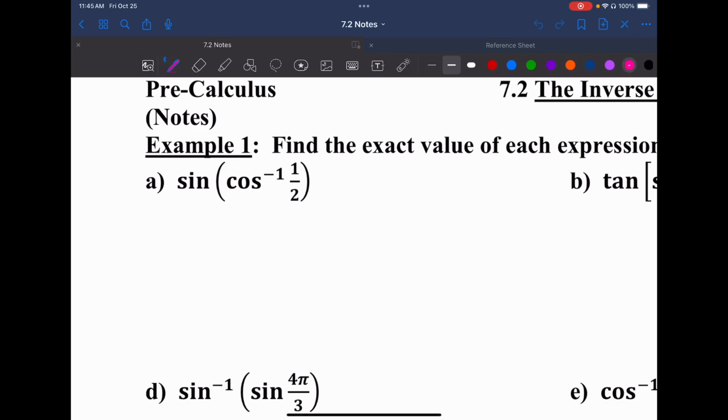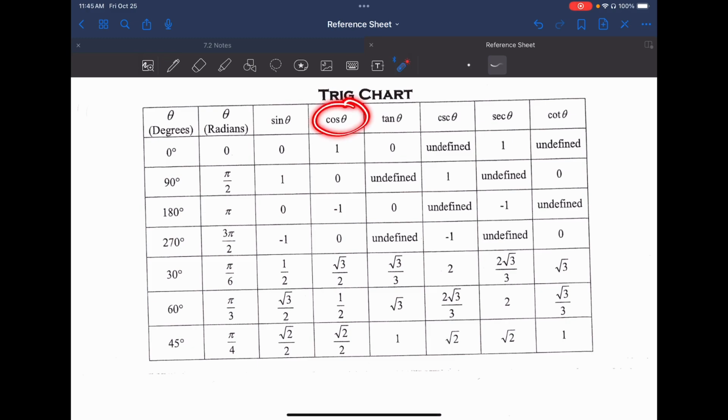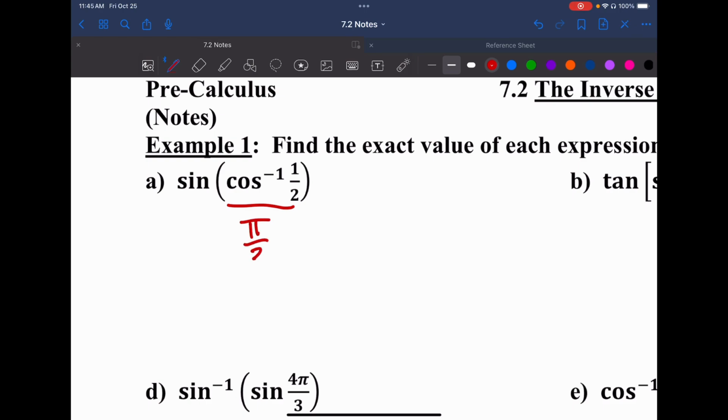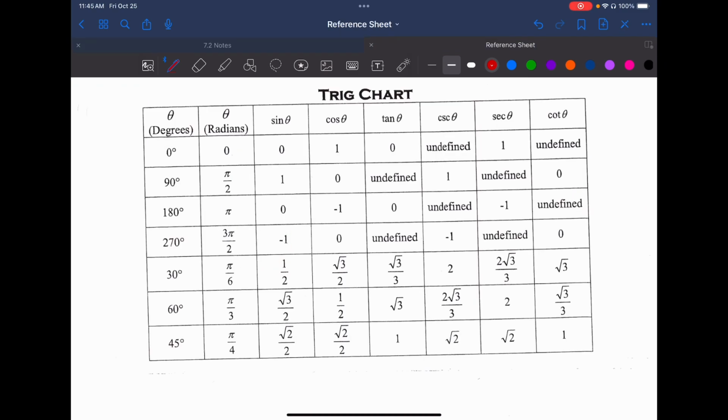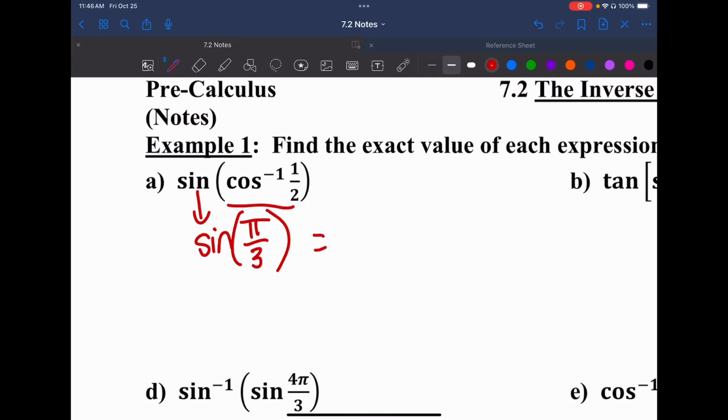Let's go ahead and get started on this first one. It says to first find the inverse cosine of 1/2. So on the trig chart, we have cosine, we have 1/2. That gets us to pi over 3. So the inverse cosine of 1/2 is pi over 3. We don't have to do anything else with that. We just bring down our sine. So now we're looking for sine of pi over 3. So sine of pi over 3 is square root of 3 over 2. And that is my answer. Square root of 3 over 2.